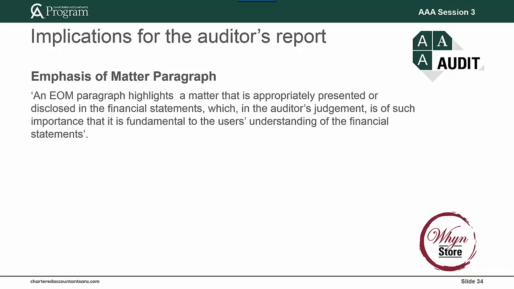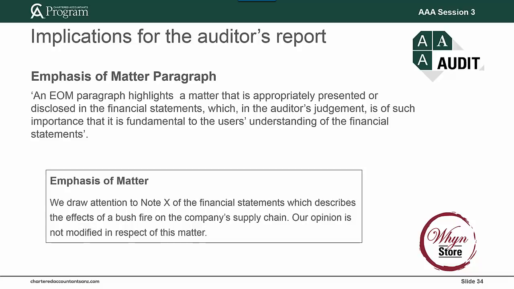So in the background information, we were told that after the end of the reporting period, 2 major suppliers were severely damaged by a large bushfire. So this constituted a non-adjusting material post-balance sheet event, which has been adequately disclosed by management. This therefore can be referenced in the audit report by way of an EOM paragraph. And again, here we can see how it might look in reality.